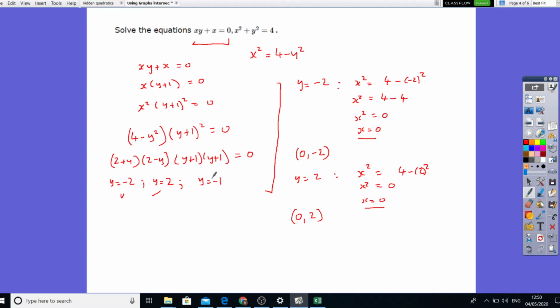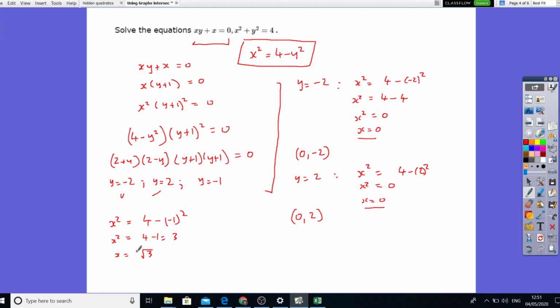Now if y equals minus 1, I can put those in here. So I'm going to do this on a separate side here. Now sub y equals minus 1 into this equation. Let's put a box around this equation. So we get x squared equals 4 minus (minus 1) squared. Minus 1 squared is 1, and 4 take away 1 is going to give me 3. And if I want x, I get the square root of 3.